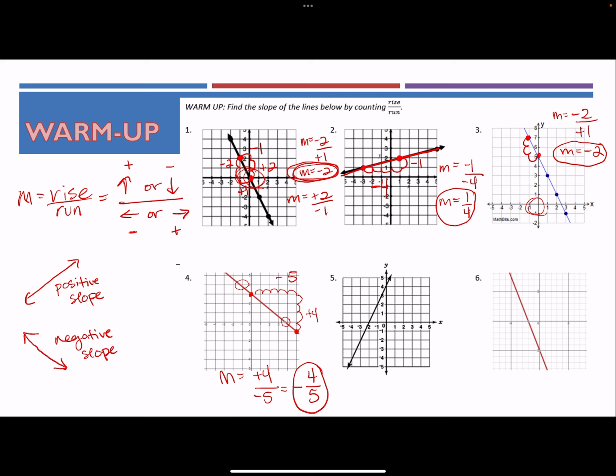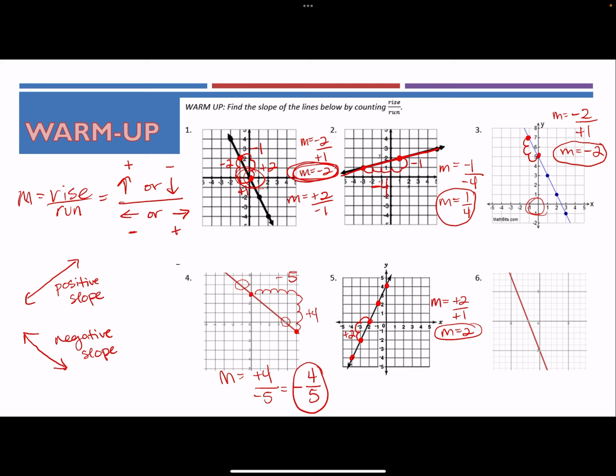I see a bunch of times where my line goes through the grid marks exactly. It happens there, here, here, here, and here. Pick any of those 2 to count rise over run. So I'll just use these 2. I go up 1, 2, and then over 1. So positive 2, positive 1, because I went to the right.